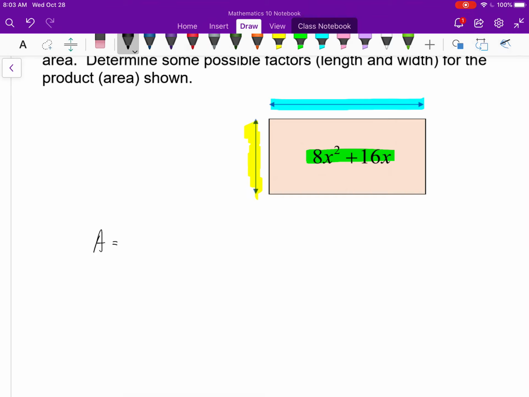For example, one possibility is if you literally just take out the greatest common factor of each of these. The GCF here is 8x. 8x is the largest value you can divide out of both of these. So if I take out that factor of 8x right away, I can think of that as being my width or my length, times what's left. If I factor out 8x from all of this, I have x plus 2 left. And I can think of that as being my length or my width.